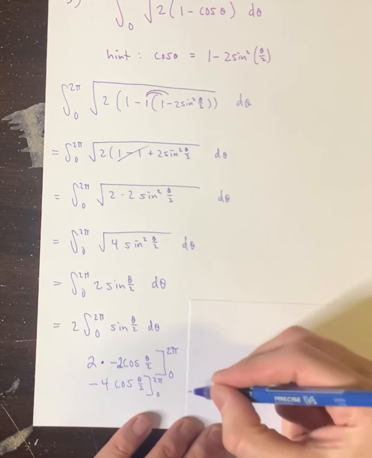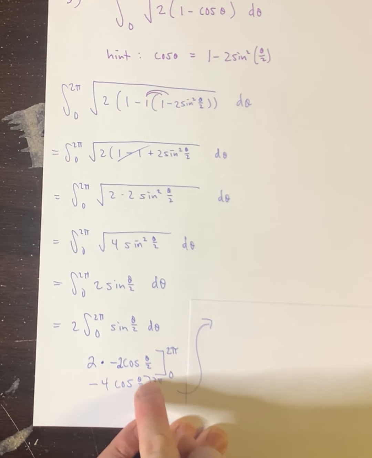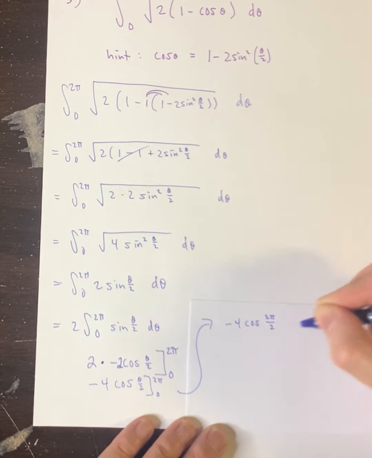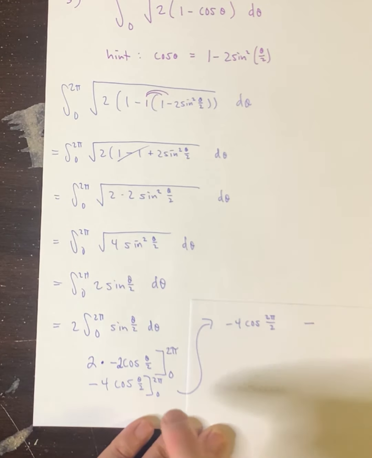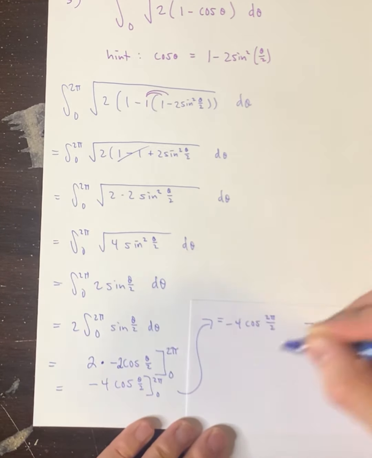So let's evaluate this integral here on this scratch piece of paper. So plug in 2 pi into theta. So we have negative 4 cosine 2 pi over 2 minus, and then plug in 0 into that. It'll be negative 4 cosine 0 over 2. I should put equals, equals, equals, equals.